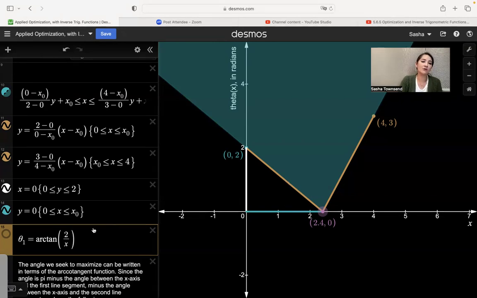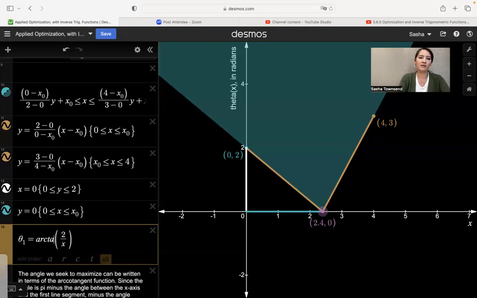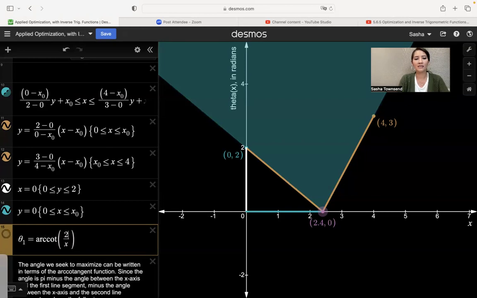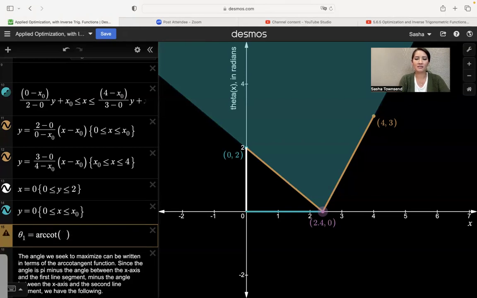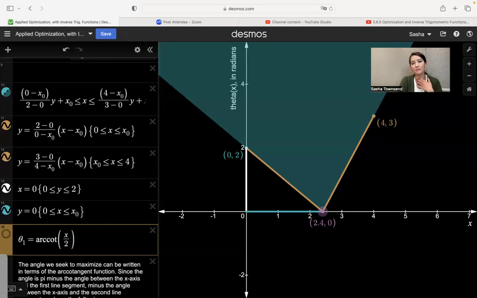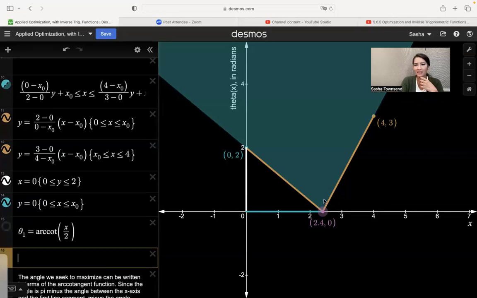If we use adjacent over opposite, we should use the cotangent function, because then we're talking about the cotangent of theta 1. That is the adjacent side over the opposite side. So that'll give us x divided by 2. So that's theta 1.